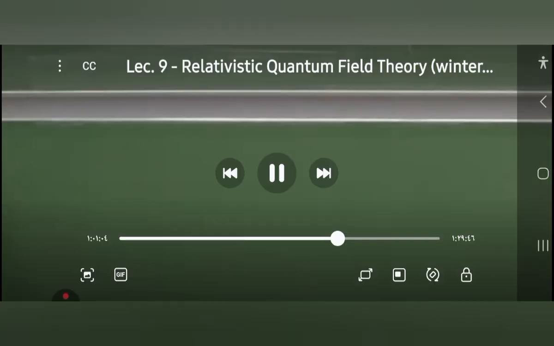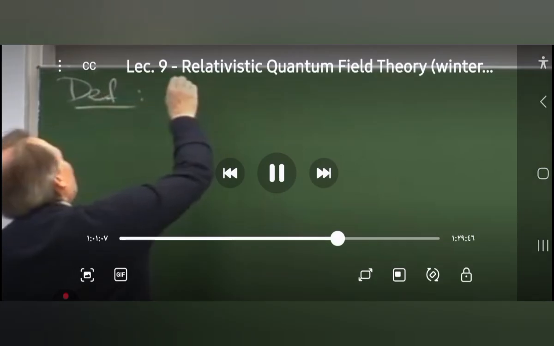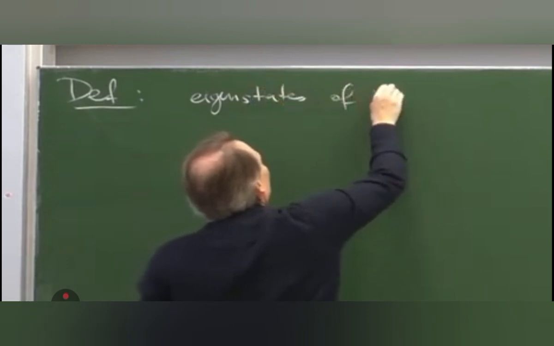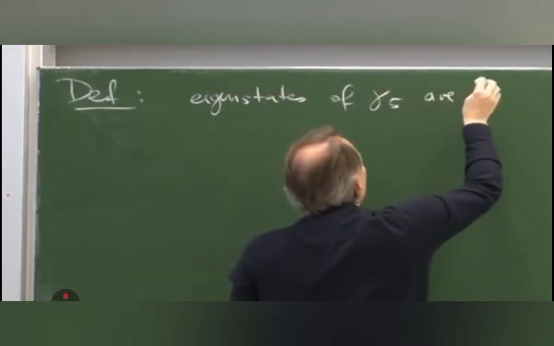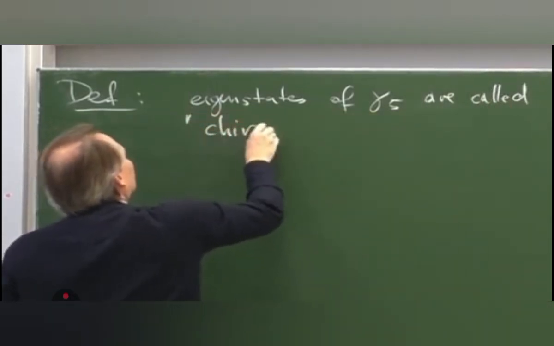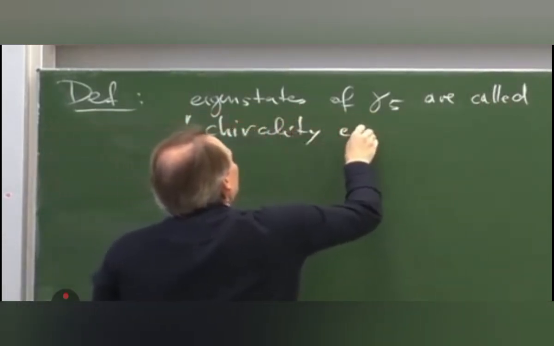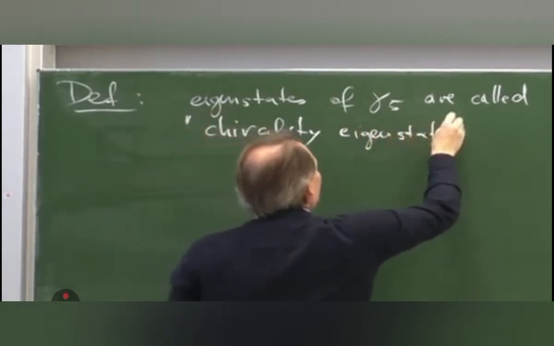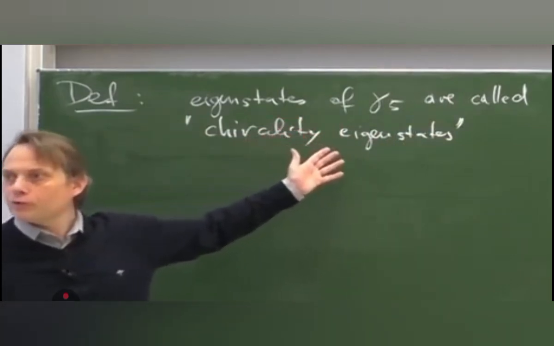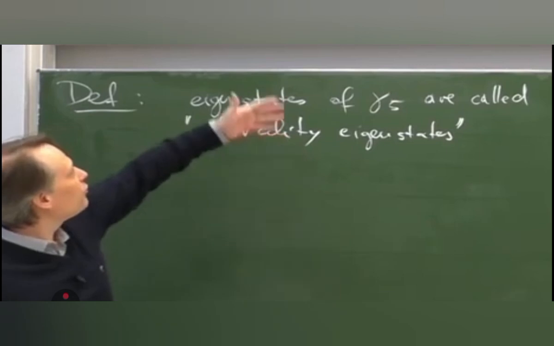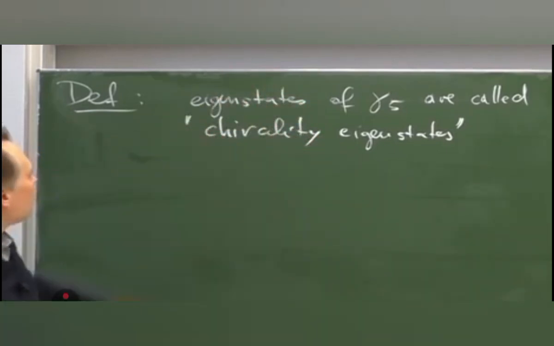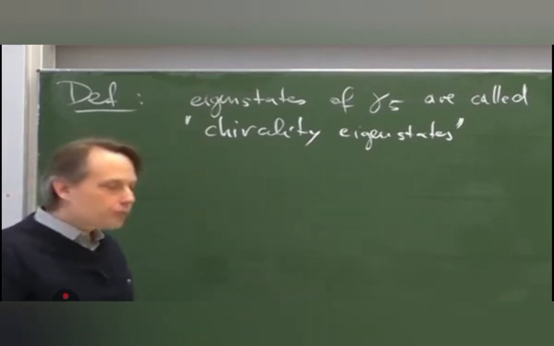So that is the definition. Eigenstates of gamma 5 are called chirality eigenstates. And eigenstates of gamma 5 are spinors. Gamma 5 is a 4x4 matrix in the space of spinors, and so the eigenstates are Dirac spinors or variants. And so chirality is therefore a property of spinors.